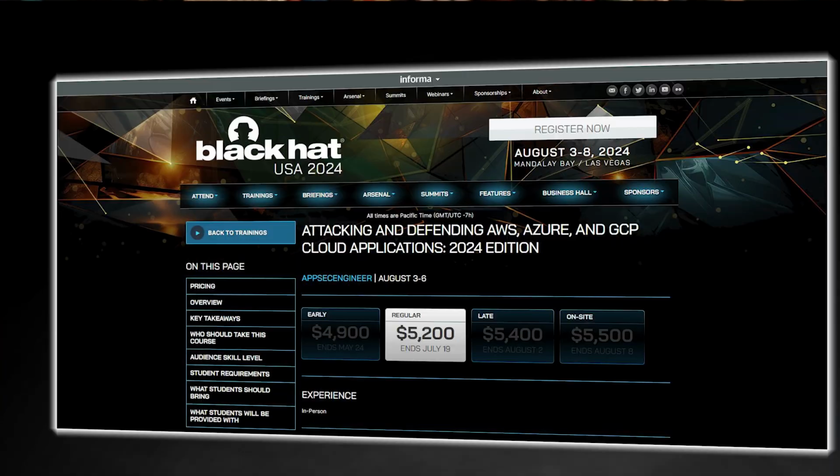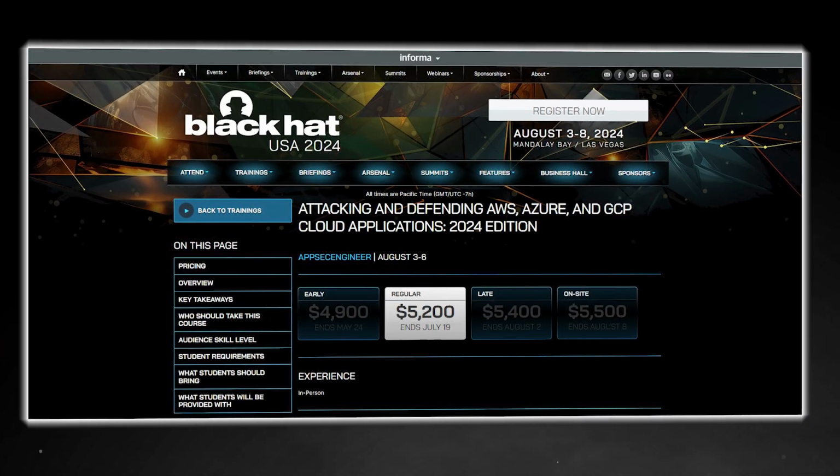In fact, I cover this in my trainings. In my Black Hat training that is happening on attacking and defending AWS, Azure, and GCP applications, I look at several scenarios where we start off with a compromise of an application, and that leads to a huge series of dominoes falling on AWS because of IAM failures or excessive privileges in IAM.